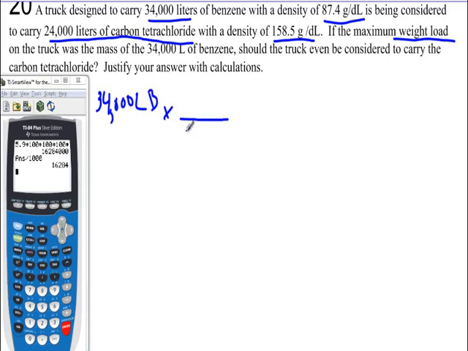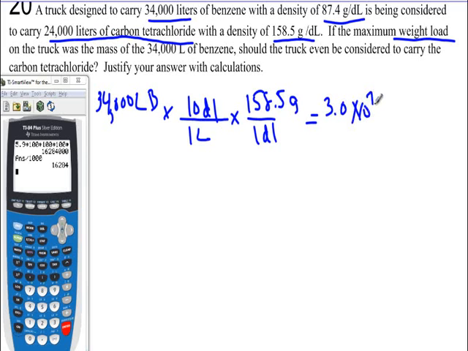And what I know is 1 liter is 10 deciliters. Don't use this much, and I want to put this on the test. And that for 1 deciliter, I get 158.5 grams. Okay. If I multiply that out, what I get is that load is 3 times 10 to the 7th grams, okay, of benzene. So that's the max load. This is the most it can handle in terms of mass, right?